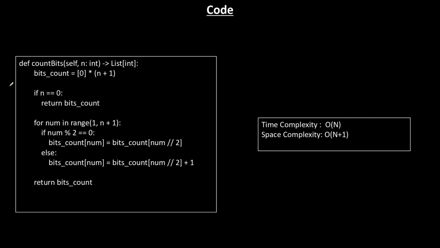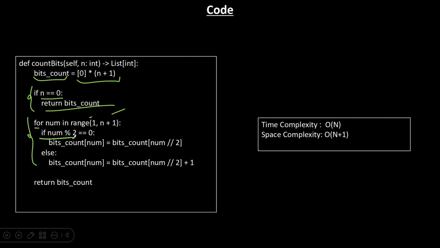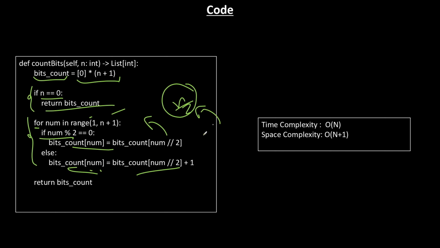The code is the exact copy of the approach discussed. Let's understand it line by line. If you could see, I have initialized the bits count array with 0 and plus 1. Have taken a base case, if n is 0, return bits count. After that, we run a for loop from 1 to n plus 1. If it is even, we just take the previous count of that particular half, n by 2, and store it here, because it will be the same every time. But for the odd one, we go for the previous number and we just add 1 to it, right? And at the end we return the bits count.